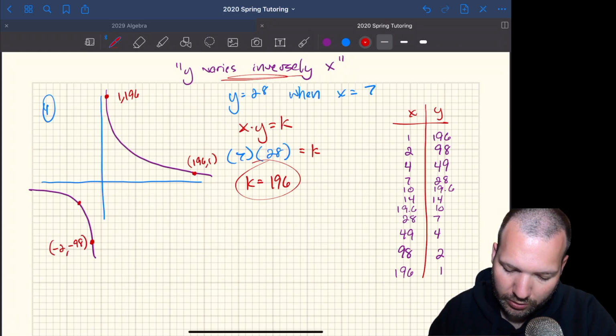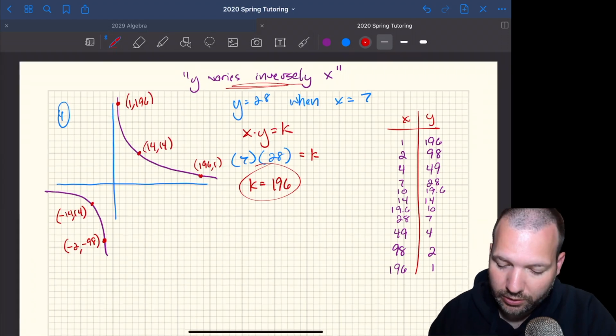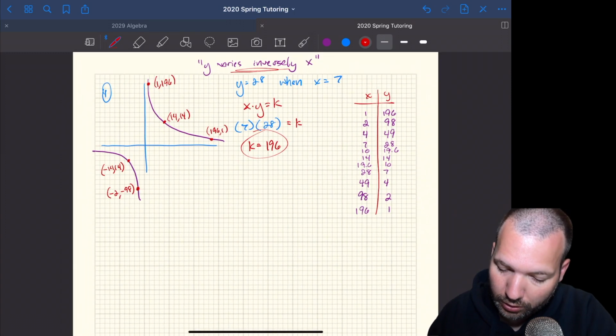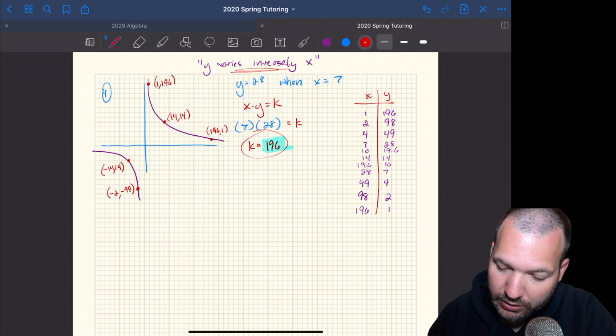Maybe this one here is negative 14, negative 14. Over here would be 14, 14. And so on. But that's it. That's the curve for number 1, all based on that constant product. Remember, with inverse variation, that's what makes inverse variation a constant product.